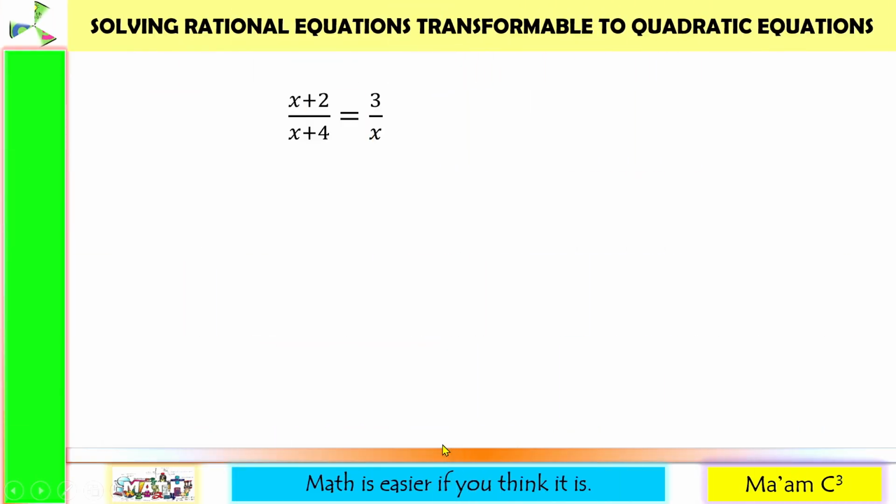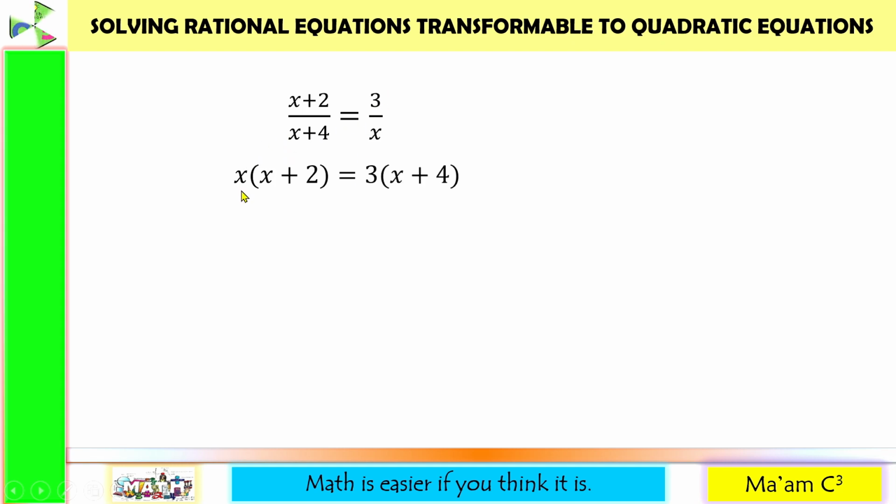This time, we're going to solve rational equations transformable to quadratic equations. The first step here is to determine the LCD. But here's the technique. If you only have an equal sign between the left and the right side of the equation, you can do cross multiplication right away. So we have x plus 2 times x, or x times x plus 2, equals 3 times x plus 4.